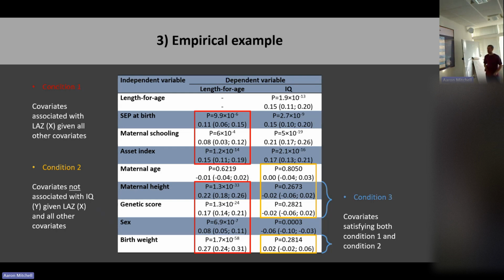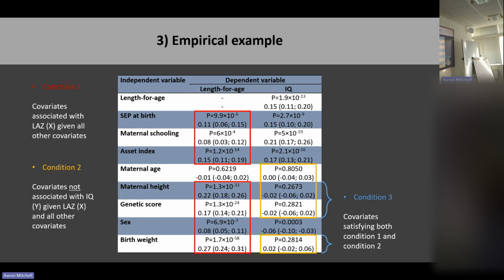So here are the results in our example. I just want to show you first the covariates we selected: socioeconomic position at birth, maternal schooling, an index of assets, maternal age, maternal height, a genetic score of height, sex, and birth weight. These are the covariates we are checking to see if they are a valid adjustment set or not. So what was condition 1 again? We wanted to identify covariates associated with the treatment, which is length for age, given all other covariates. And in our example, we had 7 covariates that satisfied this condition, all of them except maternal age.